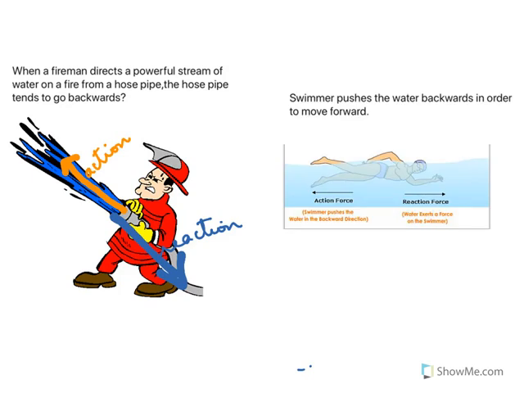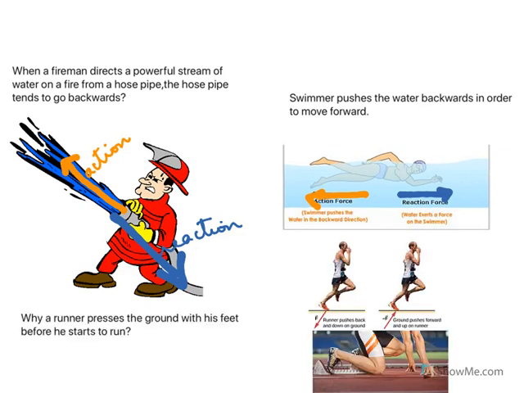A swimmer pushes the water backwards in order to move forward. So here you can see when we swim, if we want to move forward, we push the water backwards. And when we push the water backwards, that is the action. To this we get an equal and opposite reaction that pushes us forward. So here is the action. To this there is an equal and opposite reaction that pushes our bodies forward.